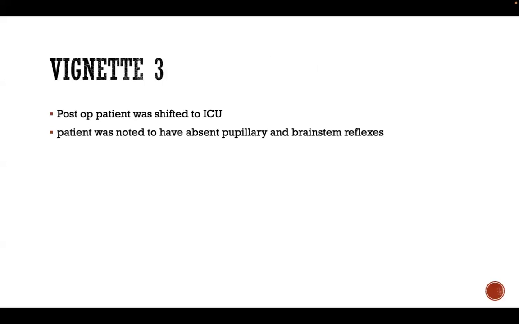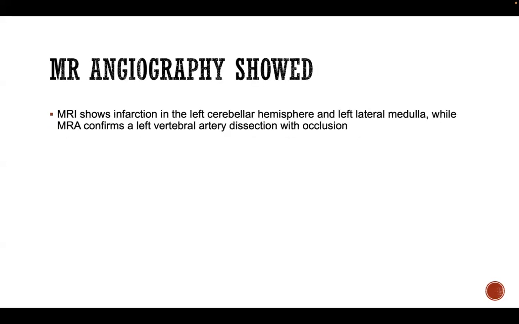This patient was shifted to the ICU. When you examine the patient, the patient was noted to have absent bilateral pupillary and brainstem reflexes. In the meantime, they did an MR angiogram. In that, they noted a left vertebrobasilar artery dissection with occlusion. So how will you examine and what tests will you do for this patient? How will you approach this patient?